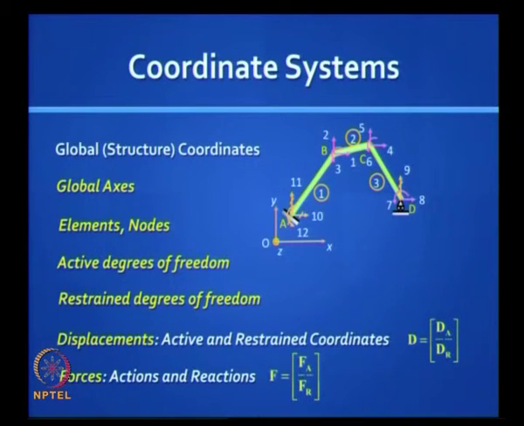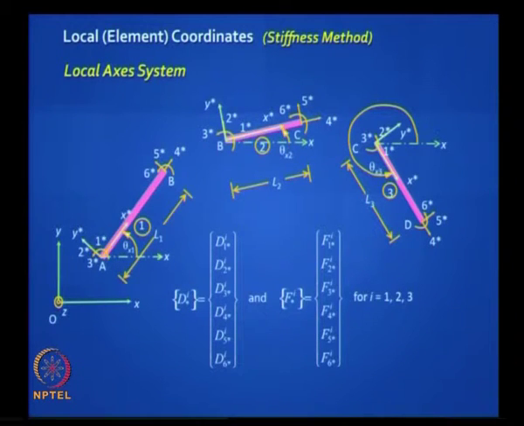The subscript A stands for actions if you are referring to forces, and it stands also for active degree of freedom if you are referring to displacements. So the submatrix FA really is a load vector, and FR is a reaction vector. R stands for reactions. R also stands for the restrained degree of freedom. So DR is the restrained displacements. The displacements are usually 0 unless you have some known specified support settlement.